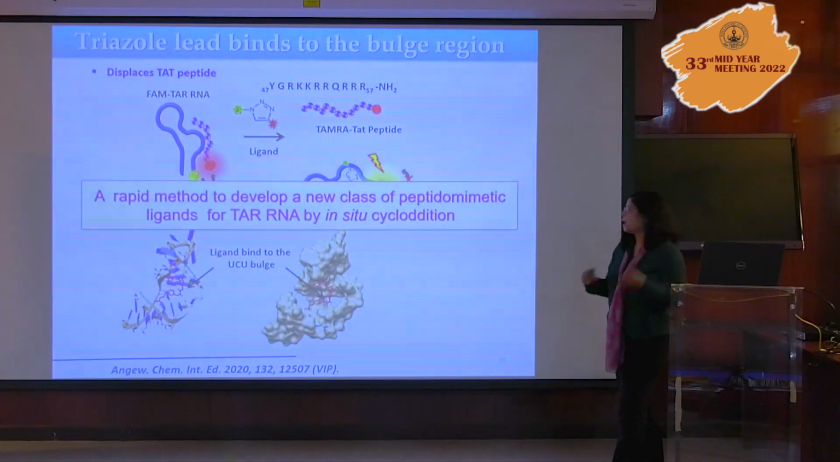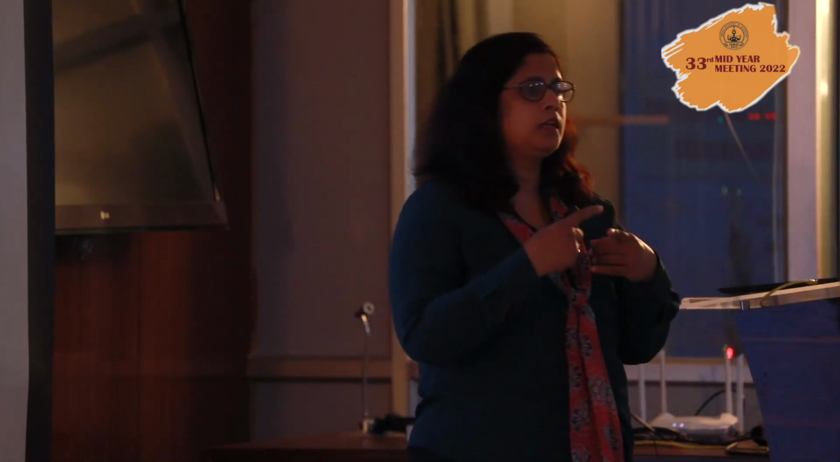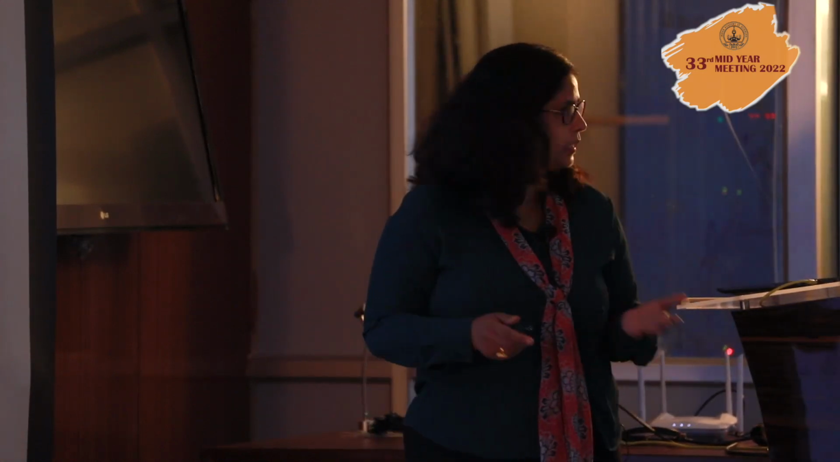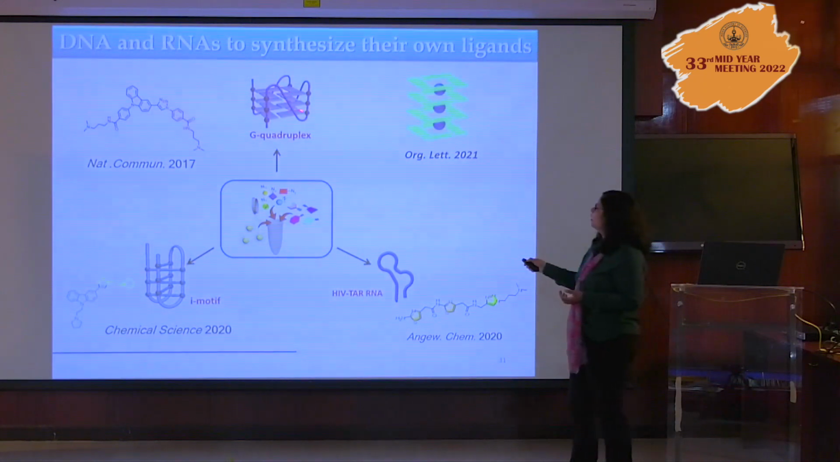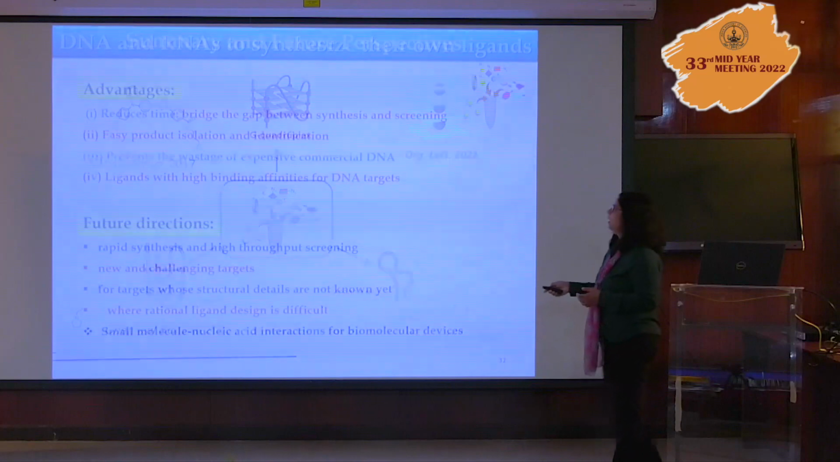So, thus this is a rapid method to develop a new class of peptidomimetics that can bind to the TAR RNA, and the molecules that bind to the TAR RNA and inhibit TAT-TAR interactions are considered as potential antiviral agents. So thus I have shown you that in situ cycloaddition can be used to develop selective ligands for DNA secondary structures like G-quadruplex, i-motifs, and for RNA secondary structure, and we have also used a biomimetic synthon to synthesize ligands in large scales.